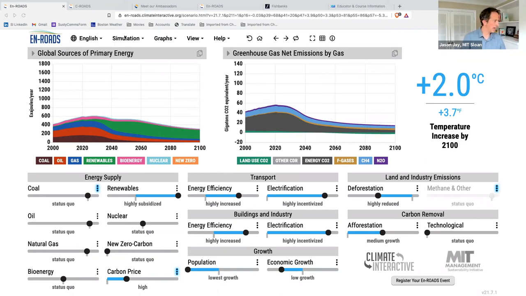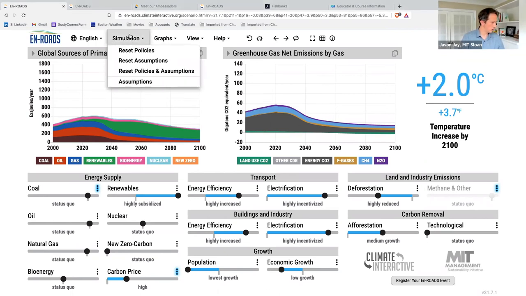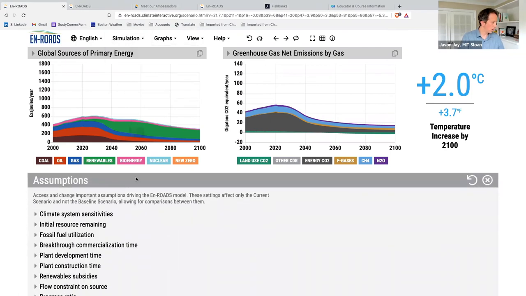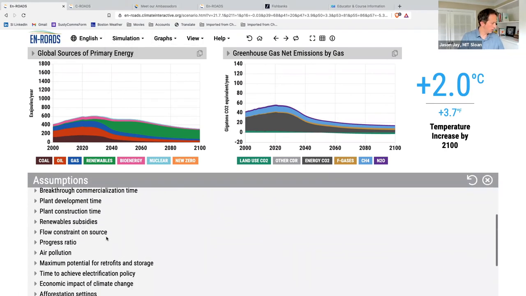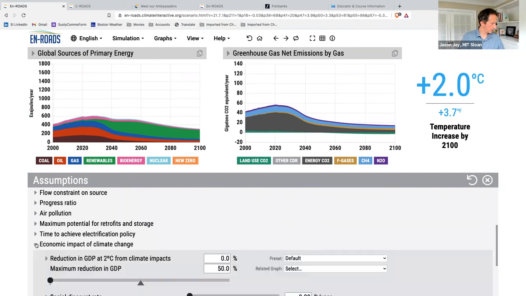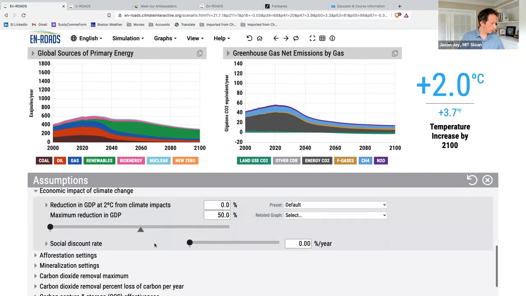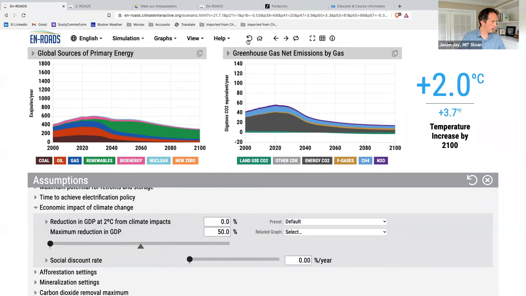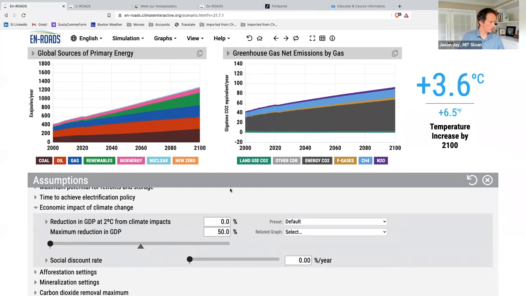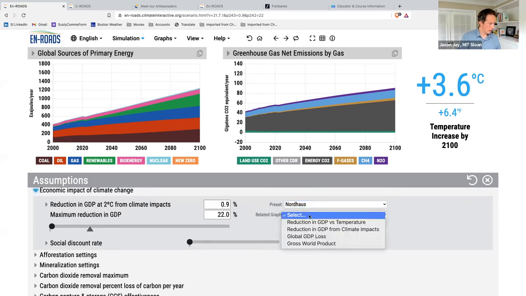We did just add in, if you go into the assumptions, so you go to simulation and then assumptions, you'll see that there is an economic impact of climate change option here. If I reset the simulation, and we're going to a 3.6 degree world, I can choose from the different economic damage functions that close that feedback loop. If I go for the Nordhaus, which is a very conservative assumption, economic growth isn't really dramatically affected by, let me pull this up.